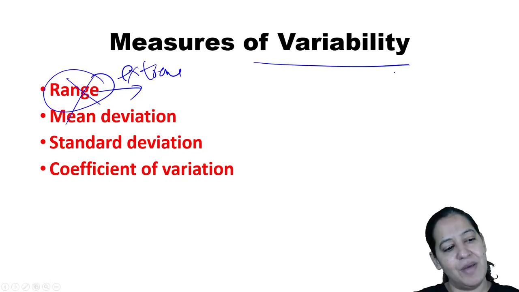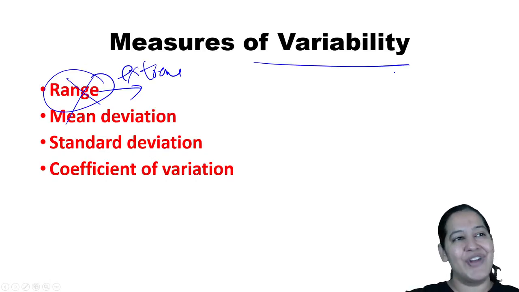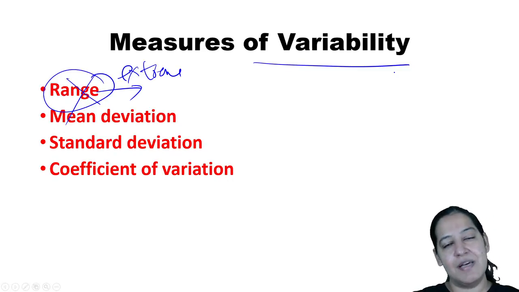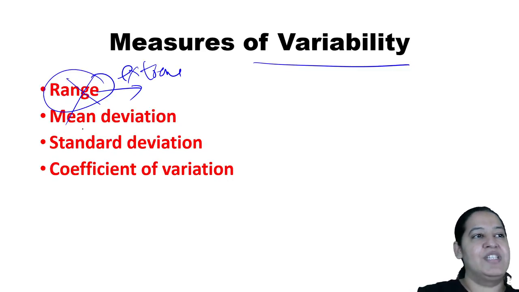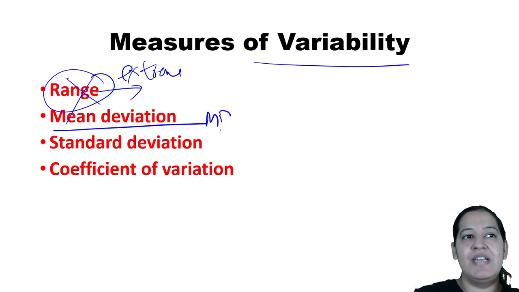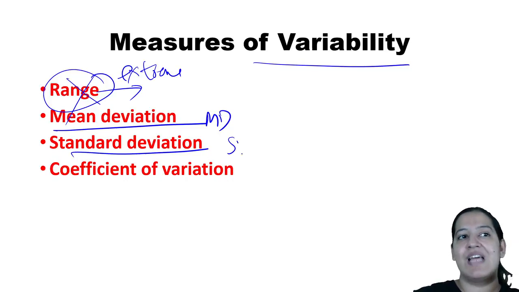Should I proceed? Give me a thumbs up, those who are listening. Should I come to the next parameter of variability measurement? The next parameter is mean deviation. Then a step ahead, I will go to standard deviation.